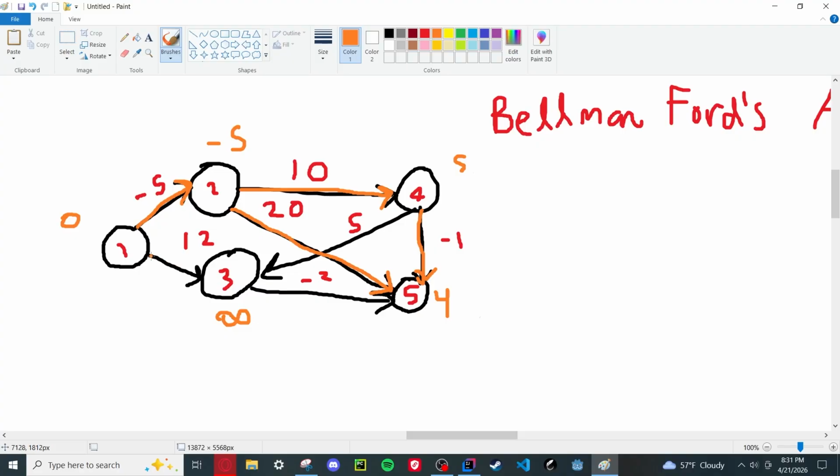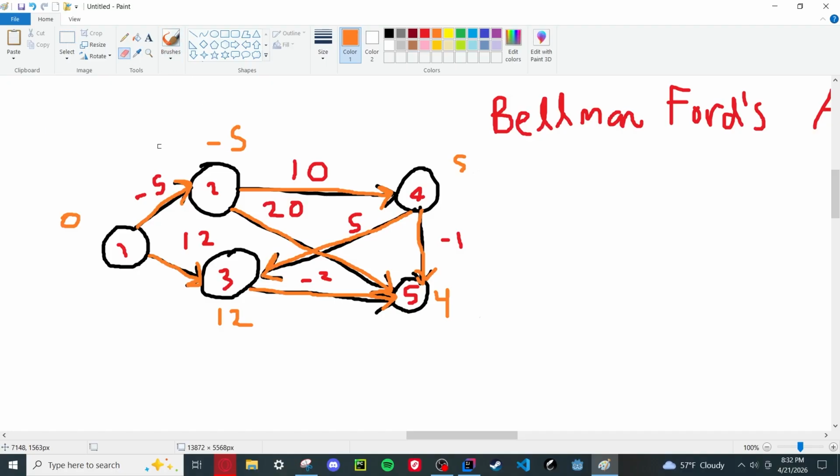1 to 3 is going to be 12. 12 is obviously smaller than infinity. Let's do 12 plus -2, which will be 12 minus 2, which just gives us 10. But is 10 less than 4? No, it's not. Let's evaluate this one. 5 plus 5 is 10. 10 is less than 12. Let's relax this once more.